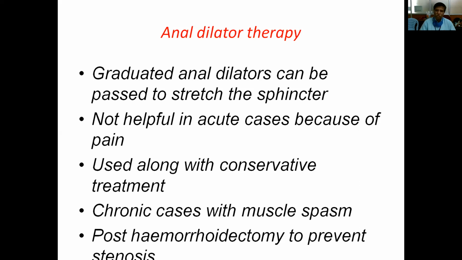You can use them in chronic cases where there is some amount of muscle spasm, and post-hemorrhoidectomy to prevent stenosis. If there is a difficult hemorrhoidectomy with larger size ulcers, a lot of spasm of the muscles, where we expect anal canal stenosis afterwards, in such cases after 2 or 3 weeks post-op, you can suggest the anal dilator therapy to prevent the incidence of anal canal stenosis. So under certain circumstances, you can use this anal dilator therapy, which is very simple, and the patient himself can do it. But the problem is non-compliance. The patient will not be compliant; he will do it for 3 or 4 days and keep it away. That's the main problem with the anal dilator therapy.